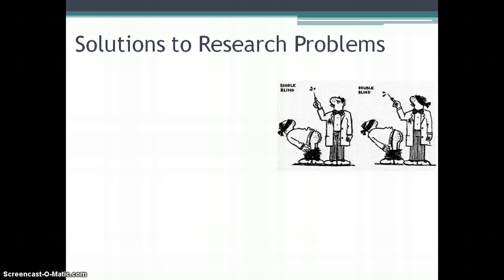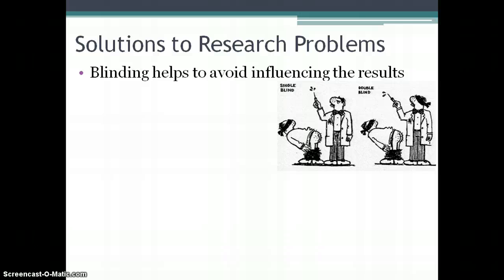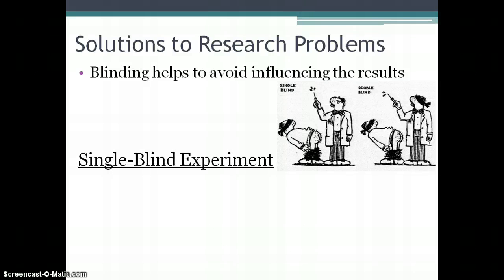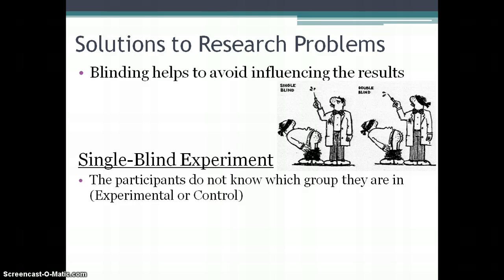All right, so there are solutions to these research problems. And the solution, as you can tell by the little cartoon, is going to relate to blinding. Now that sounds odd, but you'll understand in a minute. Blinding helps to avoid influencing the results. So in a single blind experiment, the participant doesn't know if they're in the experimental group or the control group. They don't know if they're taking the sugar pill. They don't know if they're getting the injection of salt water or if they're getting the actual medications. They're not told which group they're in.